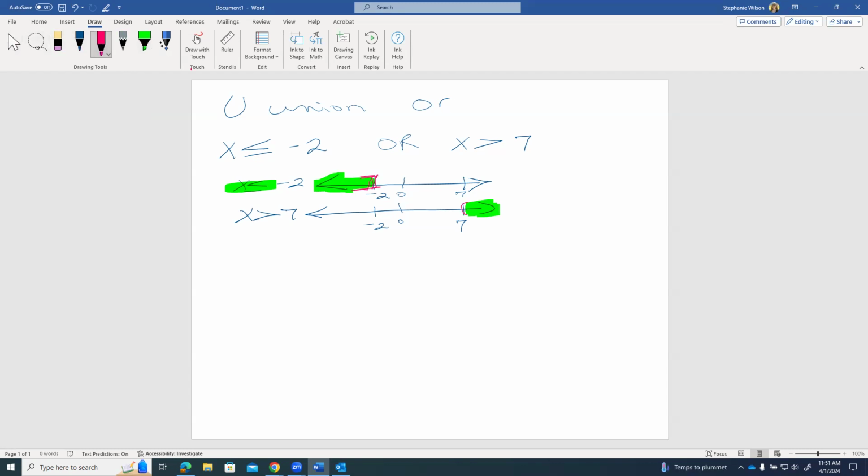So now when I write what this is, I'm going to literally read it as I see it. It's going to be (-infinity, -2] union (7, infinity). So it includes everything.